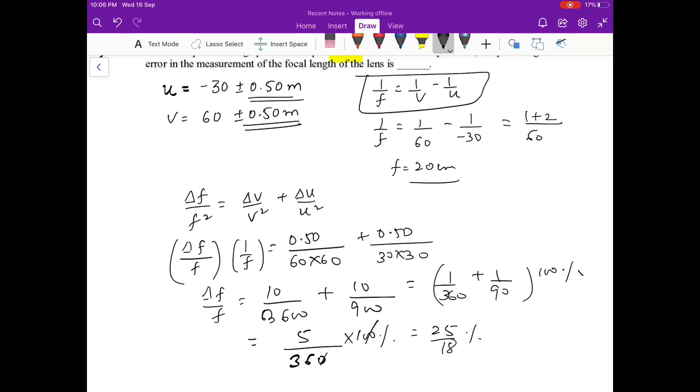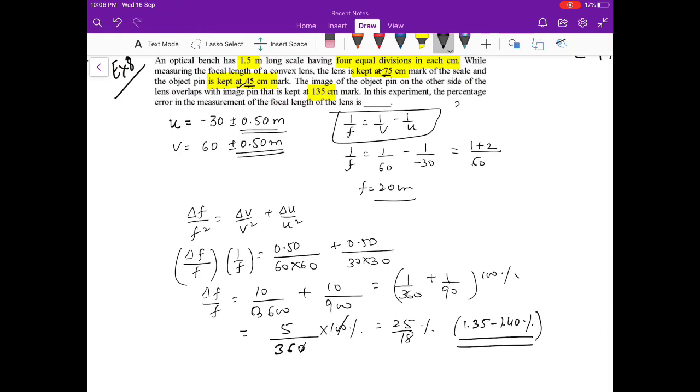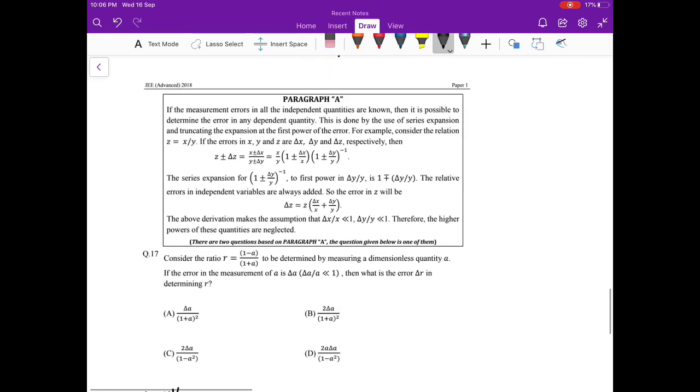So this is approximately 1.37, 1.38. JEE gave the answer like this, 1.35 to 1.40%. This is the range they finally gave. You can make out what the exact value would be. So this is the numeric answer that was asked in 2019 JEE Advanced. Now the question from 2018, this was a paragraph.